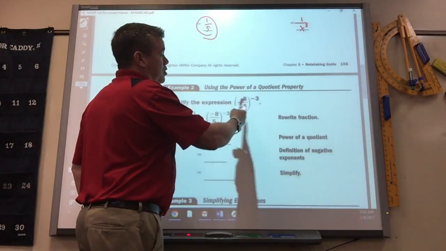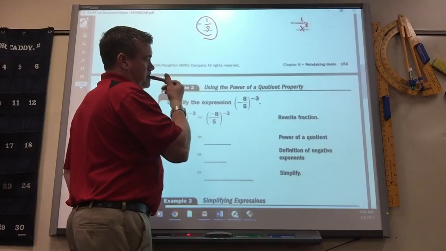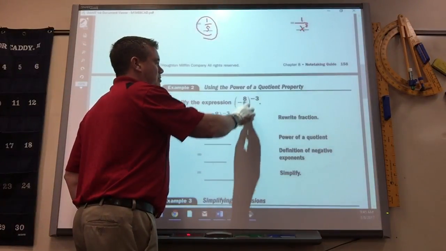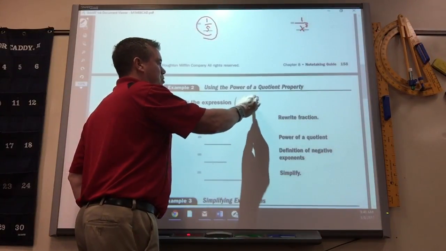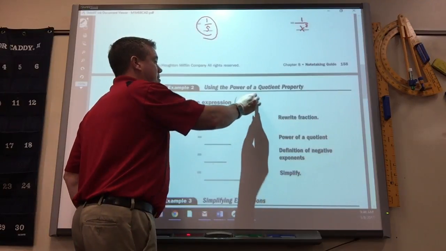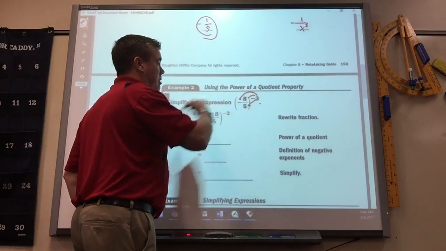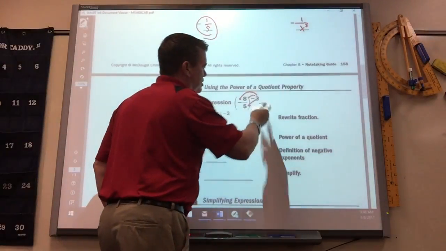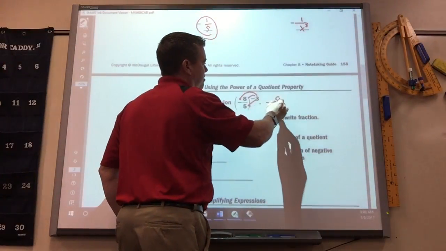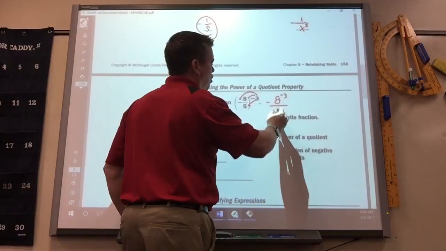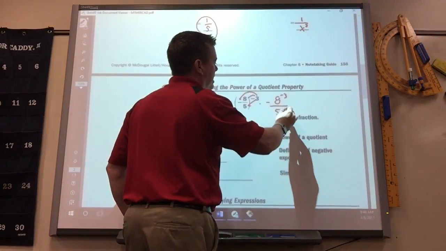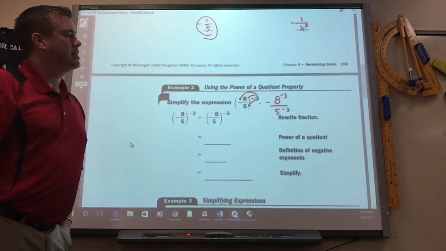So this is nothing new. We've already learned when you have a fraction raised to a power, you got to do it to both of them, including that. But what this means then is you've got the negative 8 to the negative third over 5 to the negative third.